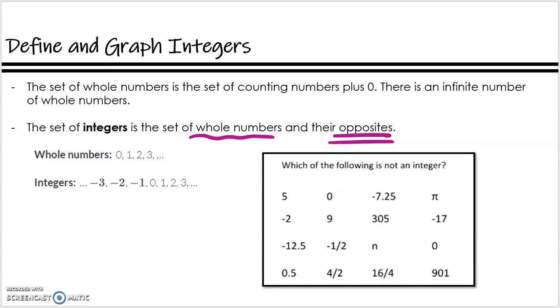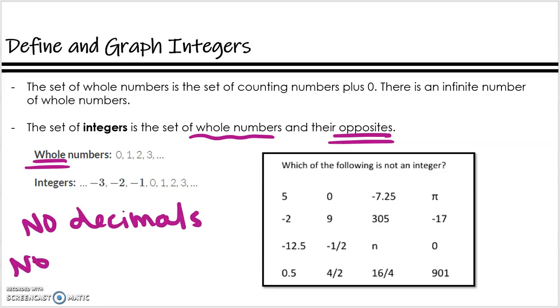They have to be whole. So no decimals and no fractions. Some of you are like, yay, finally. Integers are whole numbers that are positive and negative.